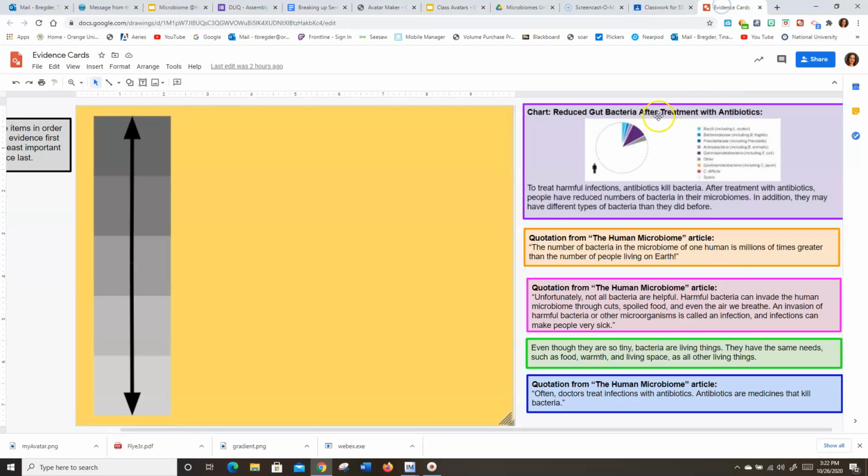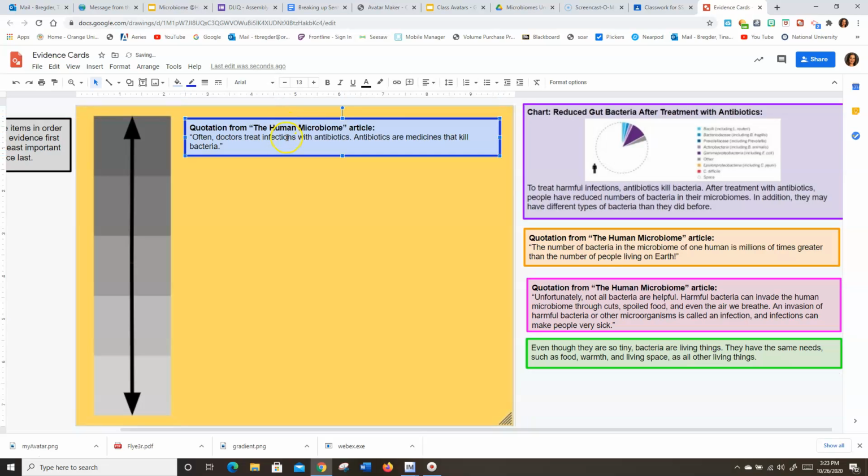So if I go to my evidence cards, I'm going to say, I think often doctors treat infections with antibiotics. So the blue one is going to go first. So put your blue one first. Wait a minute. Even though there are tiny bacteria or living things, that doesn't seem like real evidence about antibiotics. So I'm going to move the green one to last.